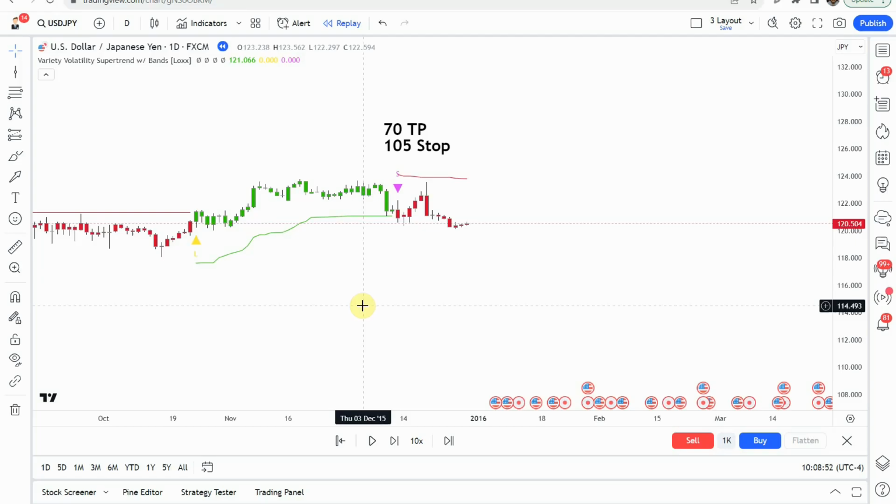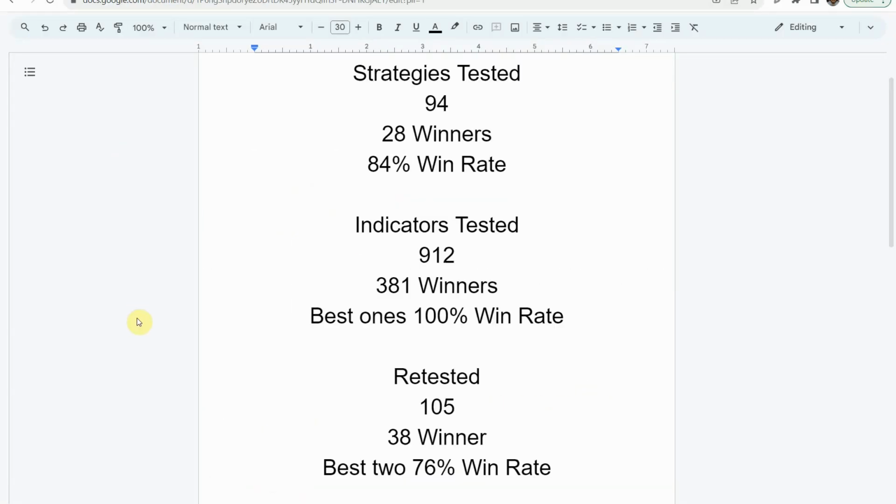Alright, as I said, today we will be testing the variety, volatility, SuperTrend with bands indicator. Before we do though, I wanted to put the testing scoreboard up for everyone to see. To date, we have tested a total of 94 different strategies, with 28 of them being winners. The best one so far we're able to achieve an 84% win rate. We've also tested a total of 912 indicators, with 381 of them being winners. The best one so far we're able to achieve a 100% win rate.